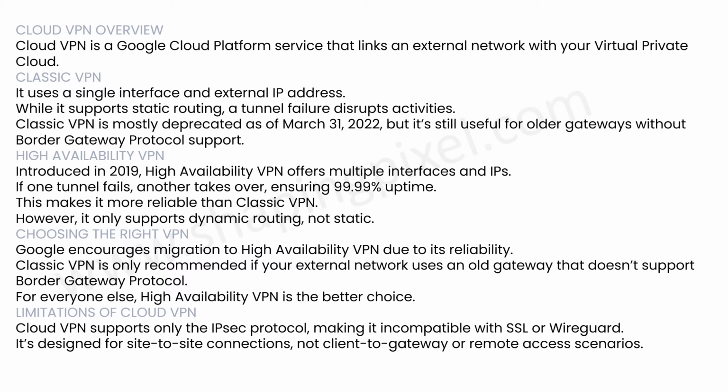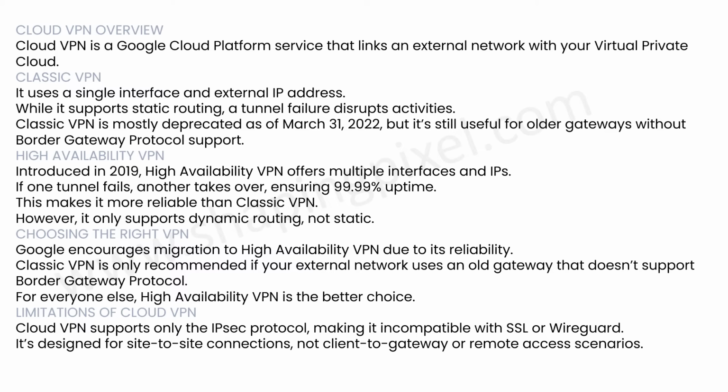Cloud VPN is a Google Cloud Platform service that links an external network with your virtual private cloud. Many companies have resources spread across on-premises, Google Cloud, and other public clouds. Cloud VPN ensures seamless communication between these environments.